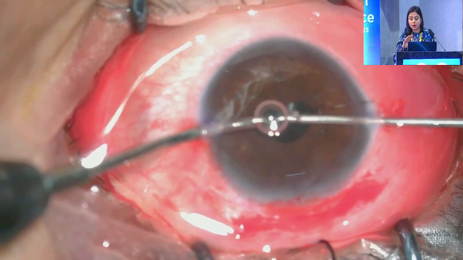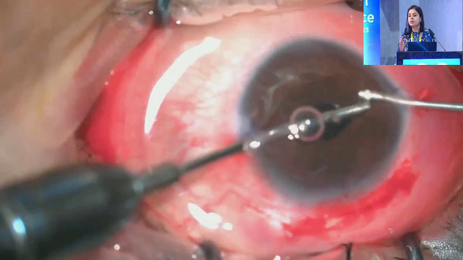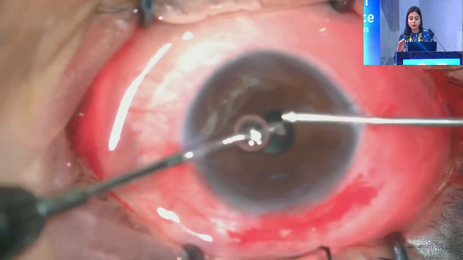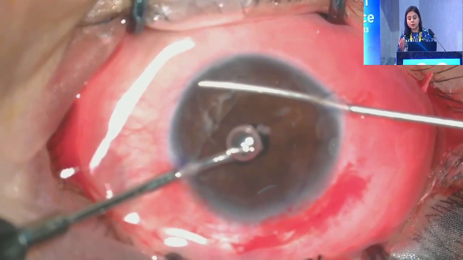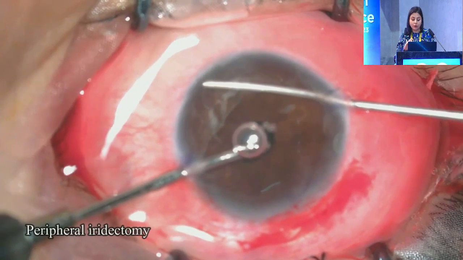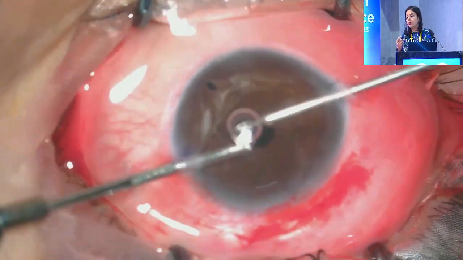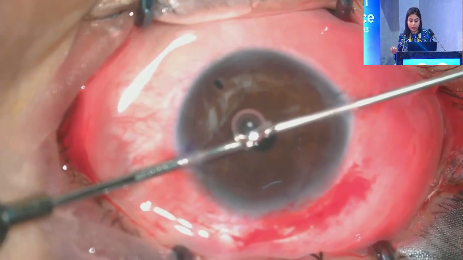So, in a nutshell, remove the vitreous and any remnants of the capsular bag before you implant this IOL. The IOL that we use here is a biconvex design, so we are performing a peripheral iridectomy here to avoid a pupillary block glaucoma later on.